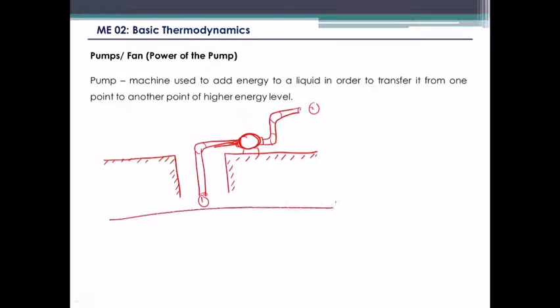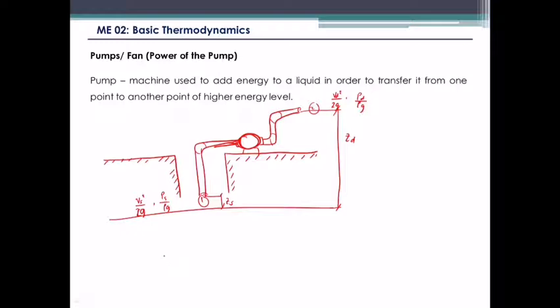Suppose this is our datum. So this would be the elevation at the discharge, and this is the elevation of our suction line. Also, at the suction line we have the properties: the velocity head V squared over 2G, and the pressure head at the suction. And at the discharge line also, we have the velocity head at the discharge, and also the pressure head at the discharge.